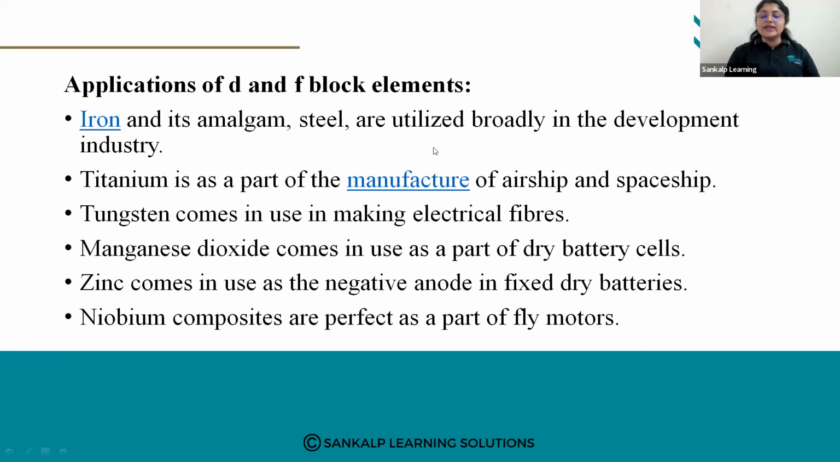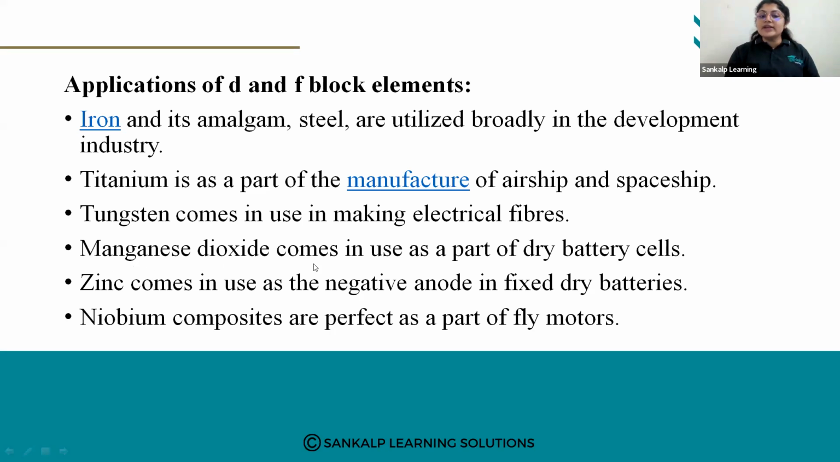So we'll go for the next. Next is the application of D and F block elements. So what are the applications, where are they used? Iron and its alloy, steel, are utilized broadly in the construction industries. Titanium is used in the manufacture of airships and spaceships. Then tungsten is used in making electrical wires or filaments.